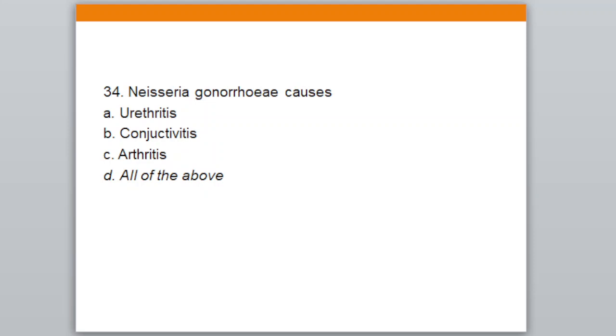Question 34. Neisseria gonorrhoeae causes A. urethritis, B. conjunctivitis, C. arthritis, and D. all of the above.